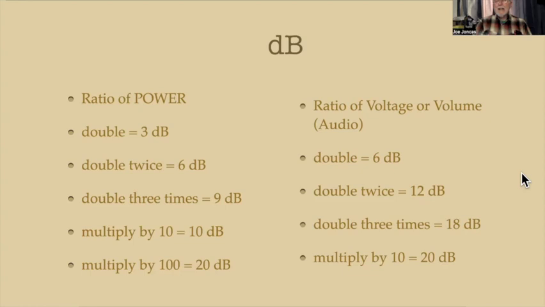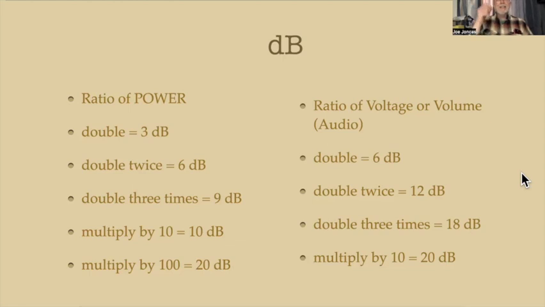But dB has a slick thing. There's, of course, the power ratio, which we've talked about, and then there's the voltage and volume ratio. If you double the power, that's 3 dB. If you double it twice, in other words, if you go from 5 watts to 10 watts, that's 3 dB. If you go from 5 watts to 20 watts, that's 6 dB. If you go from 5 watts to 40 watts, that's 9 dB. If you go from 5 watts to 50 watts, that's 10 dB.